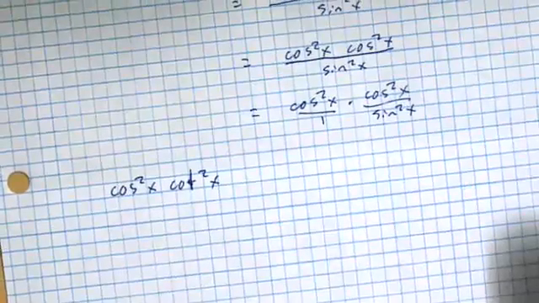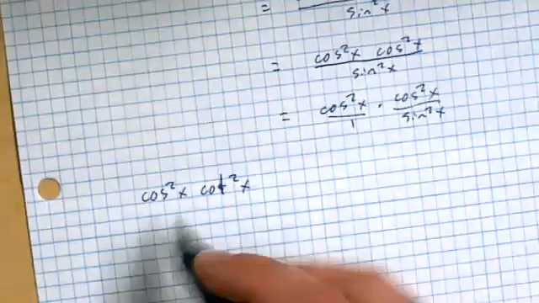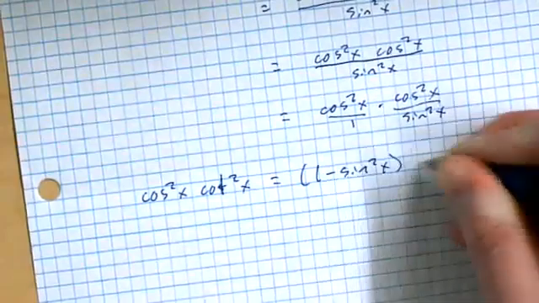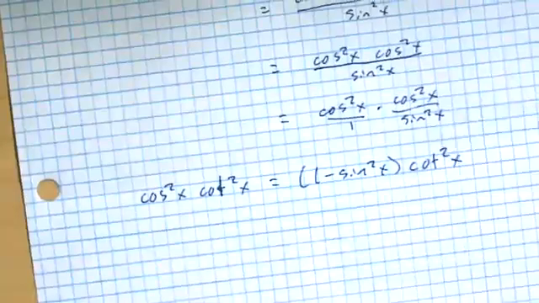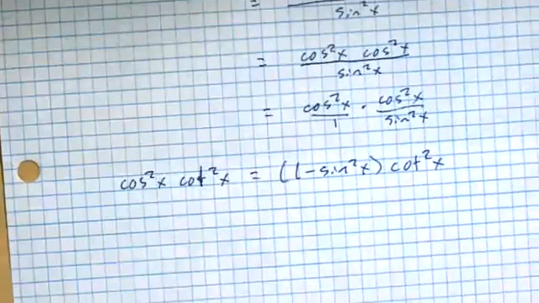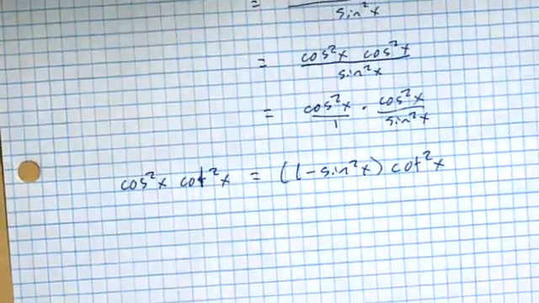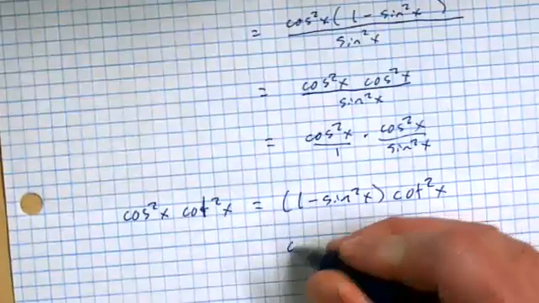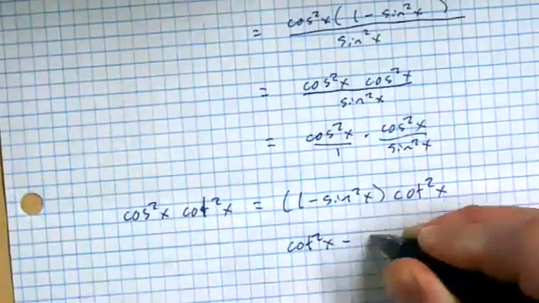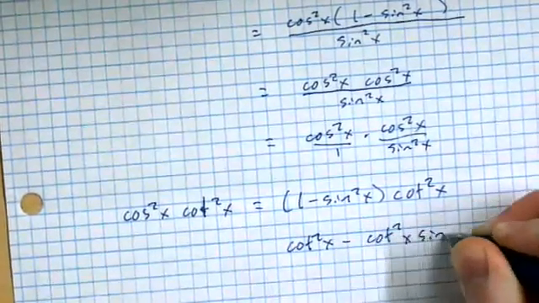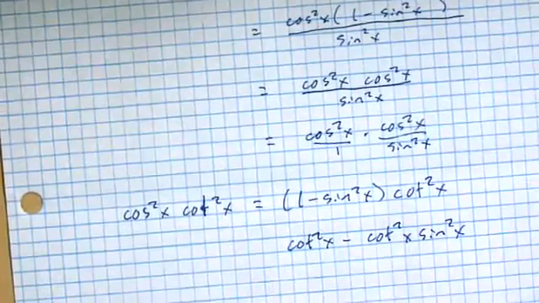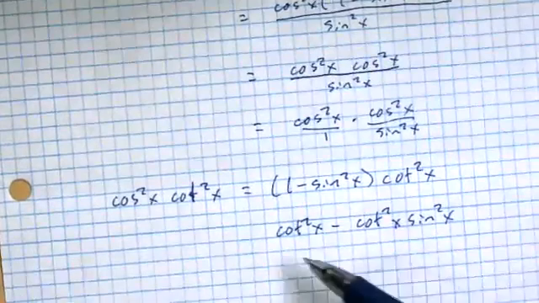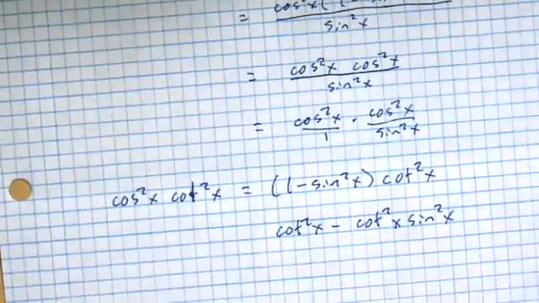And I think what you end up doing is, yeah, you change cosine squared into 1 minus sine squared, and then you distribute. So this would be cotangent squared x minus cotangent squared x sine squared x. And then when you change cotangent into cosine over sine, the sines are going to cancel and you're going to get cotangent squared minus cosine squared. It's actually a little bit faster to do it that way.